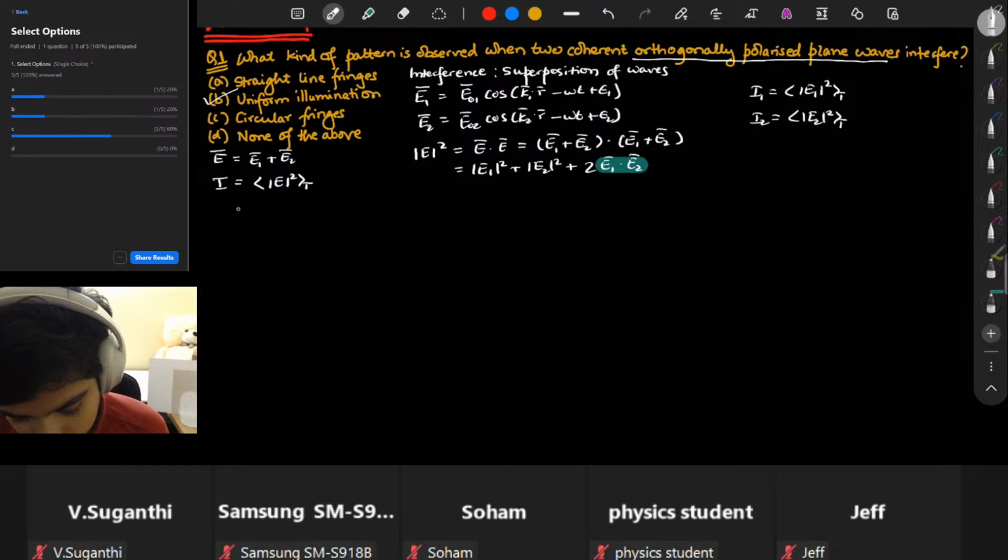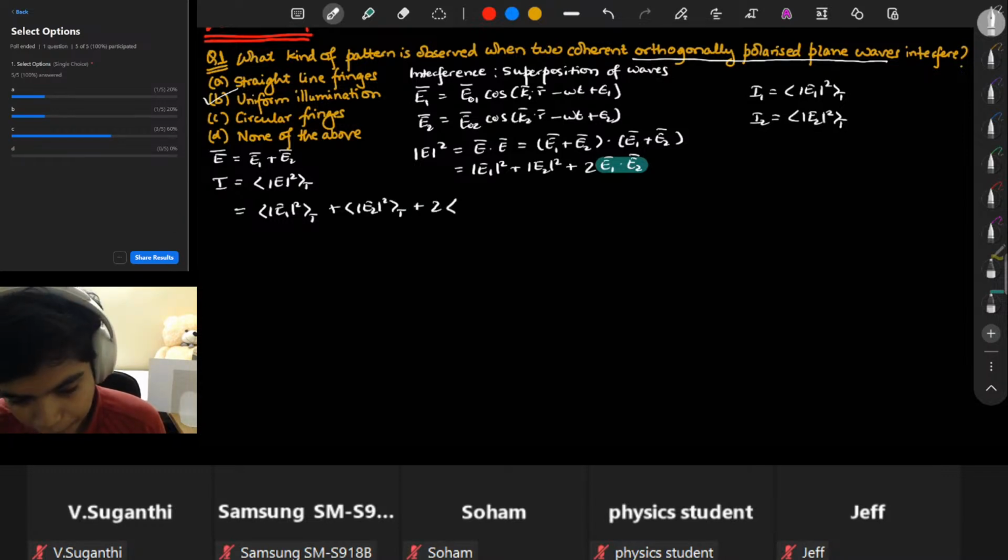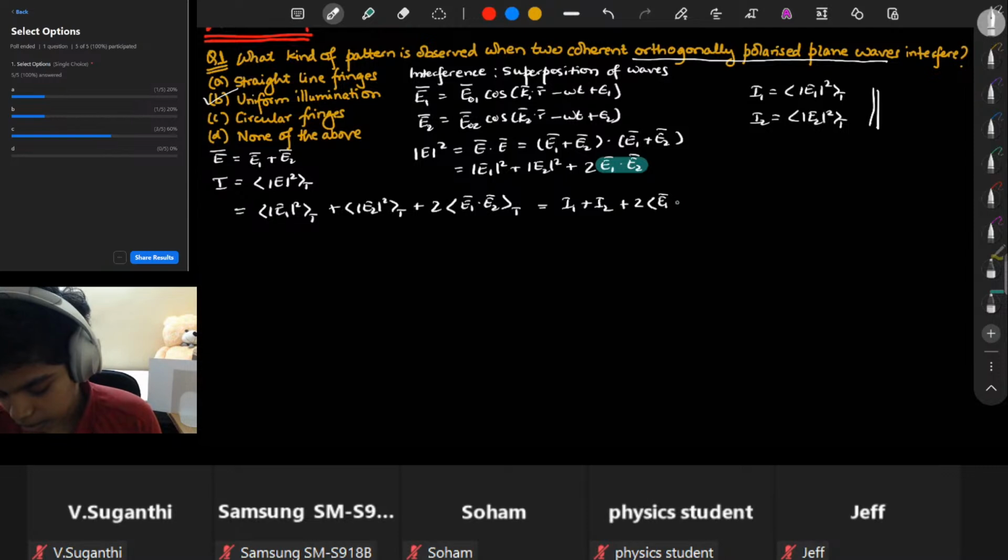So let us now find out the time average of mod E squared t, which is the intensity. So this is going to be the time average of mod E1 squared t plus the time average of mod E2 squared over the time period T, plus 2 times the time average of E1 dot E2, which is the interference term, time averaged over the time period T. So this will be I1 plus I2 from this definition right here, plus 2 E1 dot E2 time averaged over time period T.